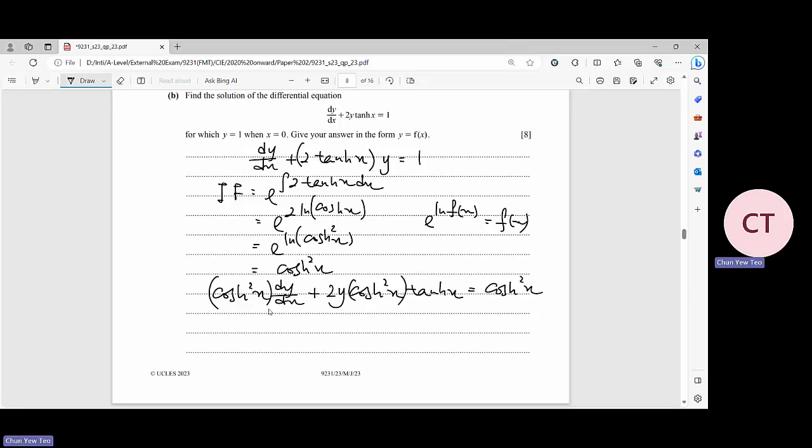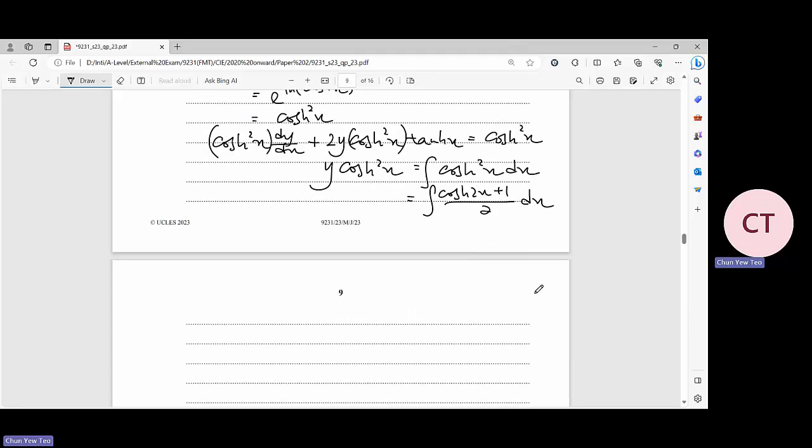Actually we know that if you have an IF already, then to integrate the left hand side, just take the IF multiplied by y. So IF multiplied by y is the same as integrate cosh square x. To integrate cosh square x, we need to refer back to the formula. We need to use something similar to the double angle formula in trigonometry. Just apply Osborne's rule, then you can get cosh 2x plus 1 over 2.